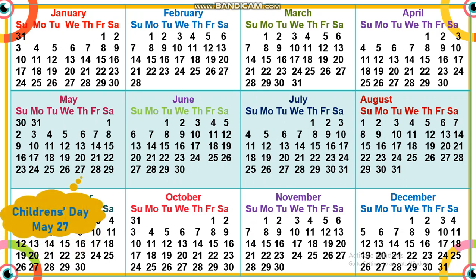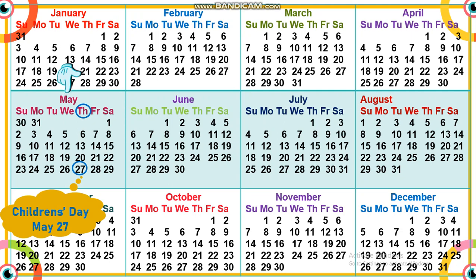Children's Day is May 27. What day is that? How do we find it? First, you look out for the month of May. Right there. Then let's look out for the figure, which is 27. 27 falls on the first day, which is TH. Wow! We're going to celebrate Children's Day on Thursday.